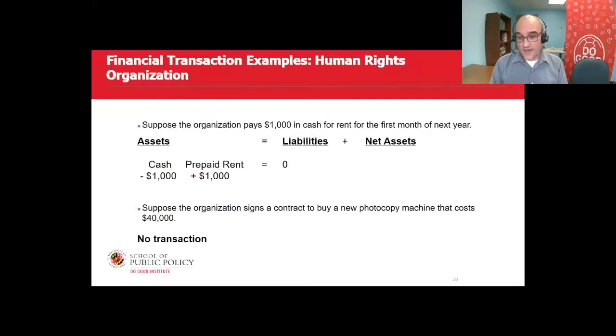But just signing a contract, under what we call the accrual basis of accounting, which is not something I'm going to go into here, doesn't result in anything happening that affects the organization's financial fundamental equation.